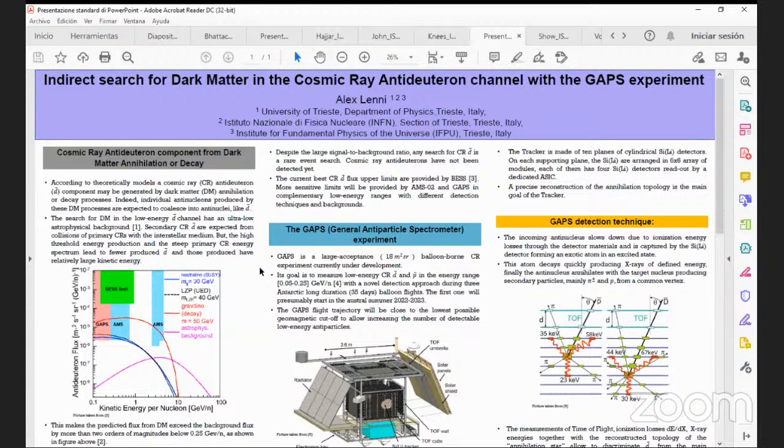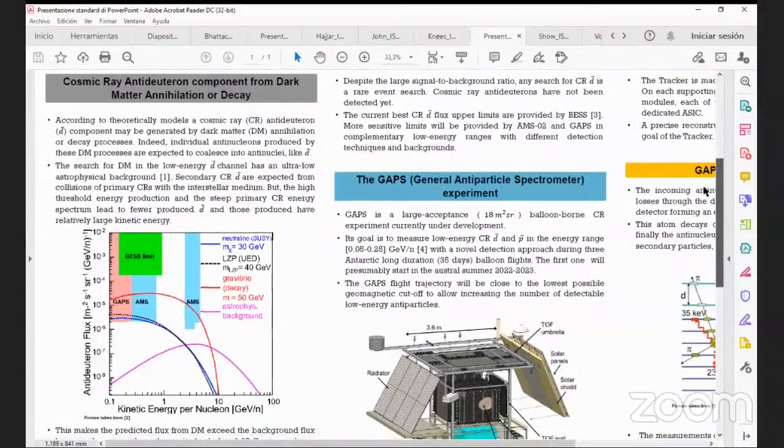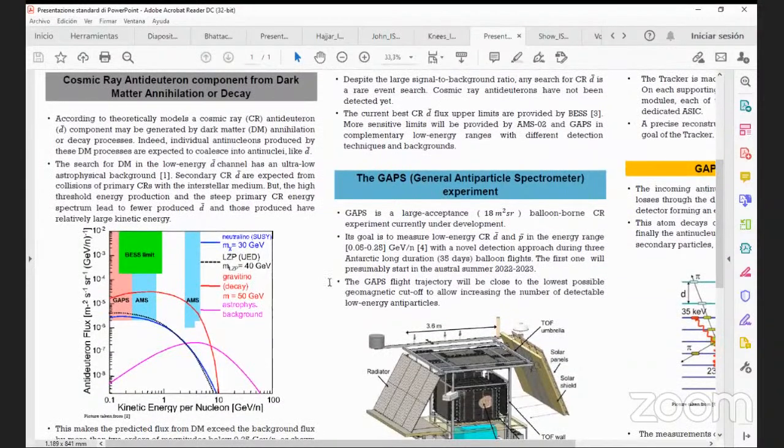And in this poster, I'm going to present the search for dark matter in the cosmic ray anti-deuteron channel, especially with the GAPS experiment. In the first left section, we have a part dedicated to the cosmic ray anti-deuteron component from dark matter annihilation or decay processes. In fact, according to some theoretical models, this antiparticle component, anti-deuteron, is predicted to be produced from annihilation or decay processes in the galaxy.